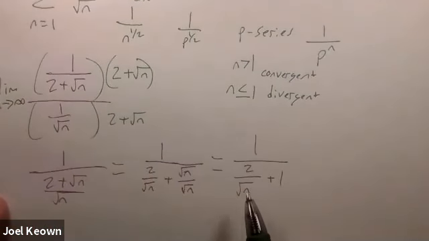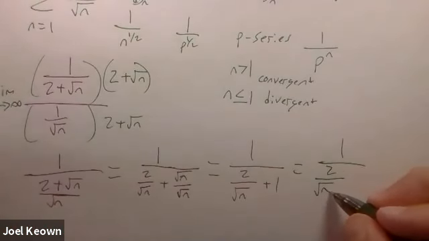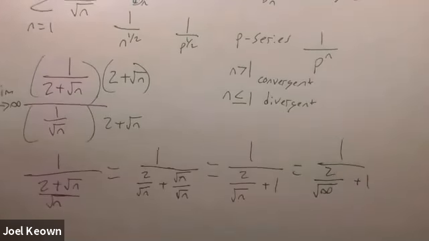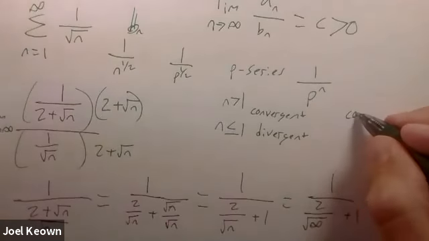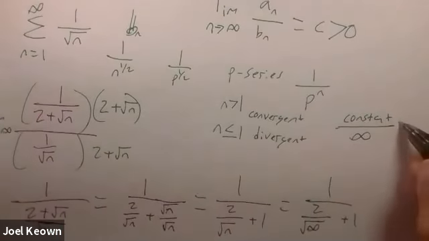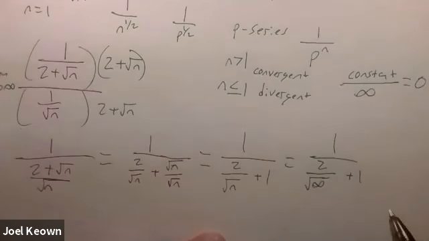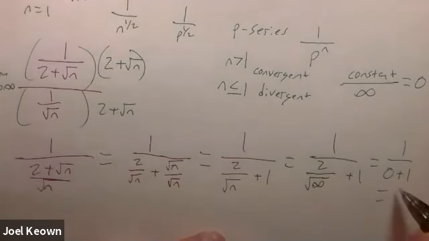Okay. So at this point in time, I'm actually going to plug infinity in. Well, when I take the square root of infinity, it's still approaching infinity. And whenever I have a constant over infinity, that always equals 0. So this right here is just going to be 0 plus 1. 0 plus 1 is 1. 1 over 1 is 1.